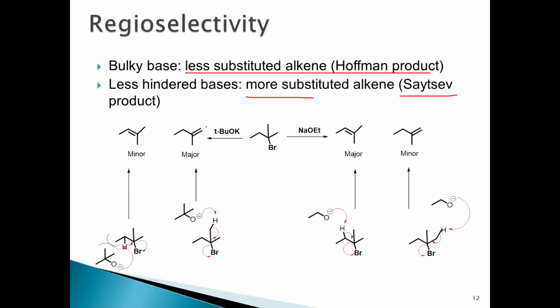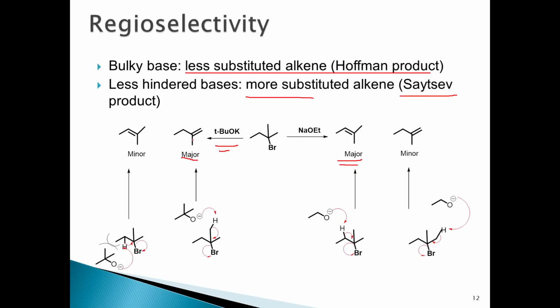if we use a sterically hindered base, or a bulky base, then the Hofmann product is favored. Then the Hofmann product is formed, that is the less substituted alkene. Whereas if we use a less hindered base, then we get a Saytzeff product, that is the more substituted alkene. Now why does a bulky base like this tertiary butoxide prefer to form the less substituted alkene?